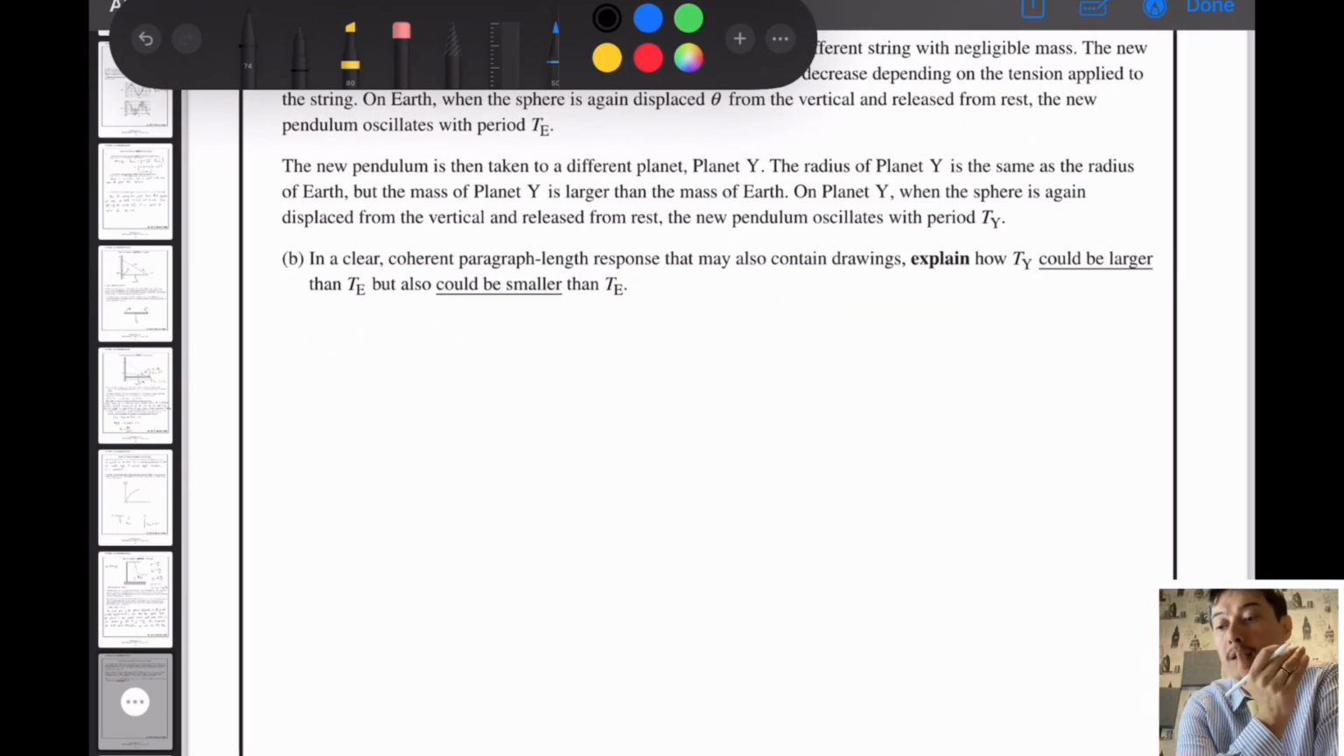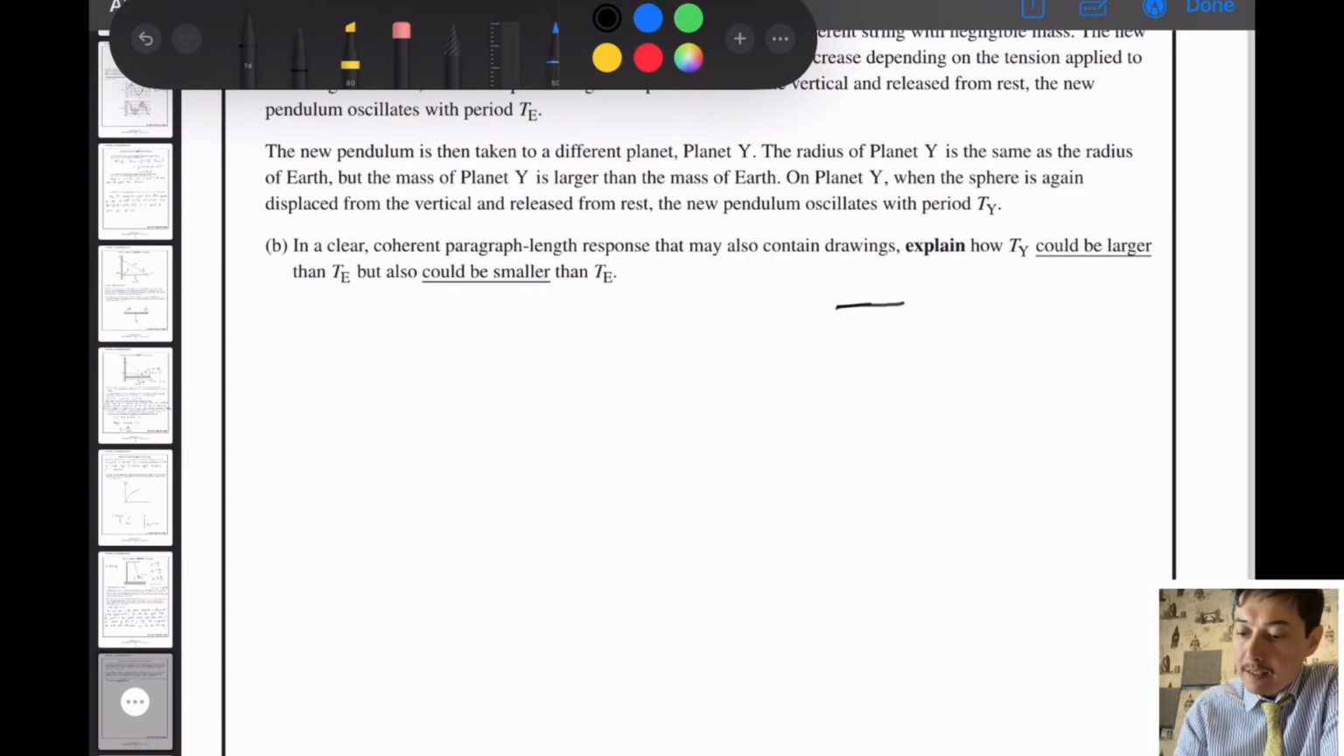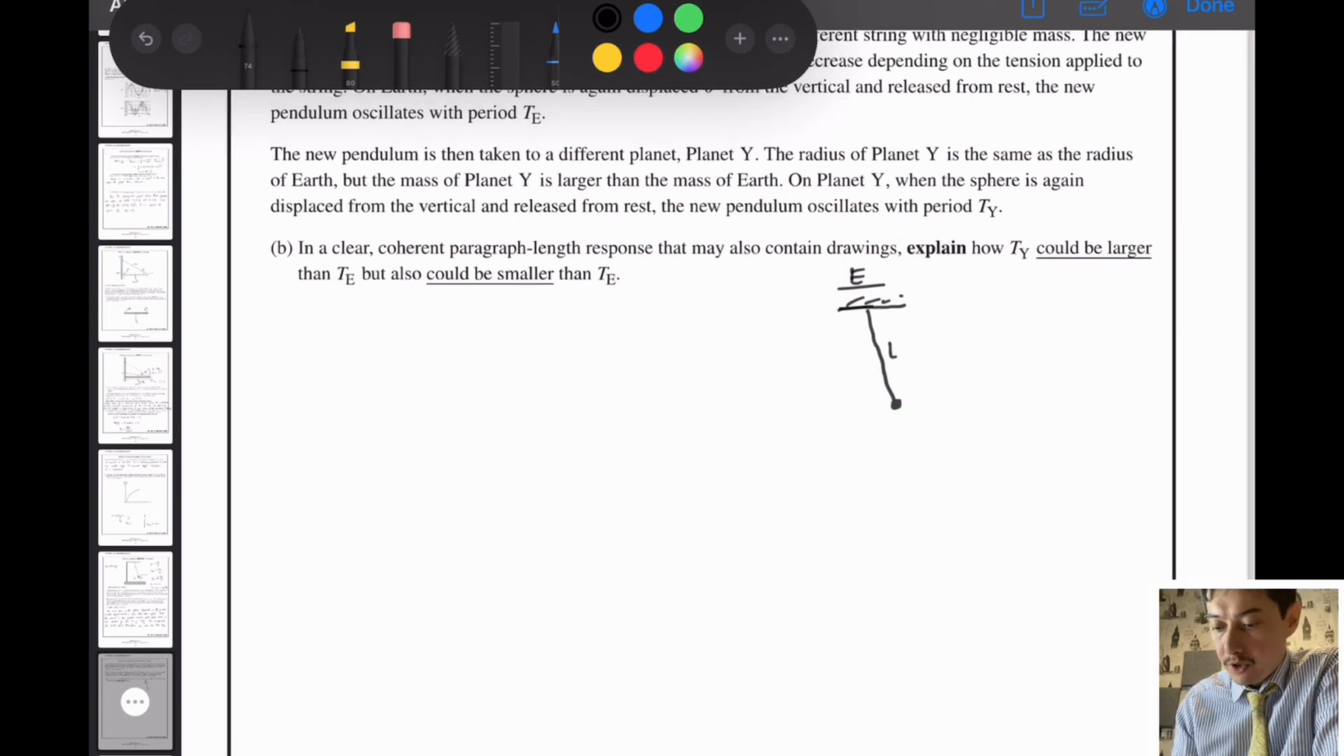Alright, we are dealing with both scenarios now. It could be bigger and smaller. So what's happening? Let's start by drawing. Let's say this is happening on Earth. This is Earth, let's say E. We have this situation with length L, and we have the pendulum here. Now we have gravitational strength of g, which is directed down, and we have period T Earth.